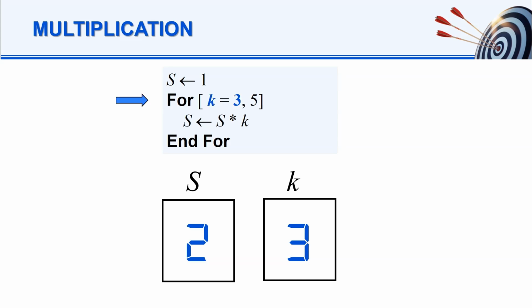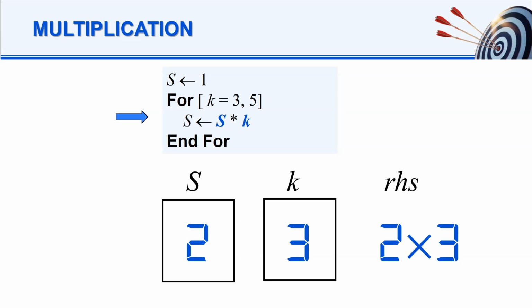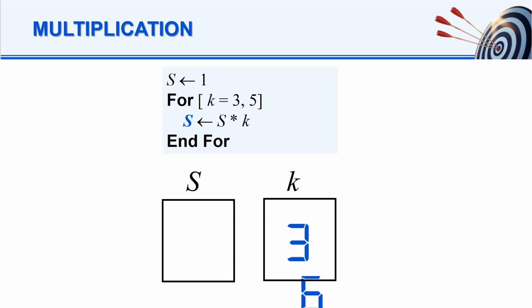The loop returns to the top again, where the iterator takes the value of 3. Because the iterator k is less than 5, the next statement is going to be executed. The right-hand side of the statement is evaluated using the memory values of the variables 2 and 3. Their product results in 6. The product, 6, is placed into the memory location of s.